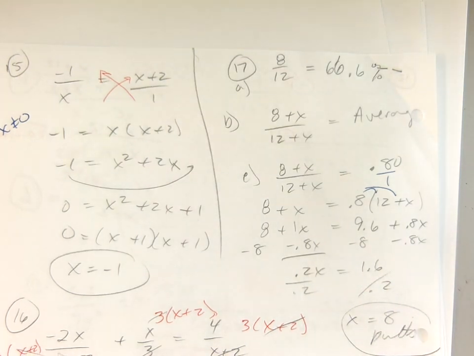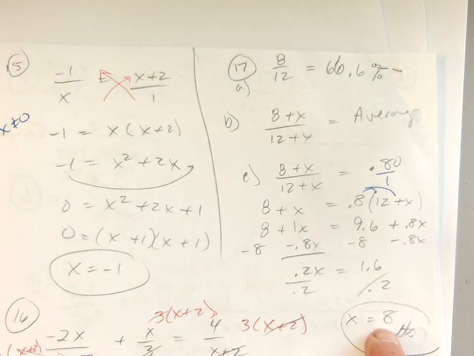If she's going to move it up to 80%, she's got to get 8 putts in a row. That's pretty hard.